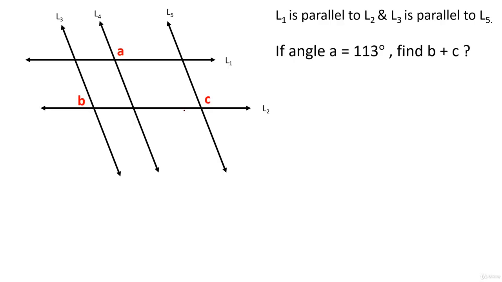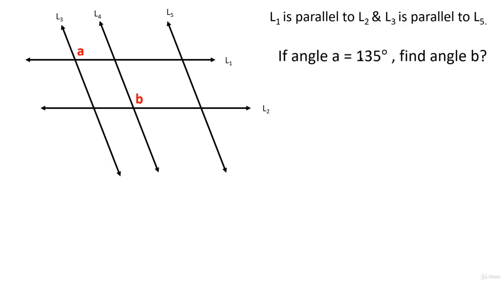L1 is parallel to L2 and L3 is parallel to L5. Same question. If angle A is 113 degrees, find B plus C. Okay. So again, in this case, we have that L3 is parallel to L5. So if this angle is B, then this angle will also be B, right? By the corresponding angles property. And now B and C form a linear pair. So what will be the answer for B plus C? 180 degrees. Okay, that means the answer is independent of the value of A. The value of B plus C is nothing but 180 degrees. Okay, let's go on to the next question, guys.